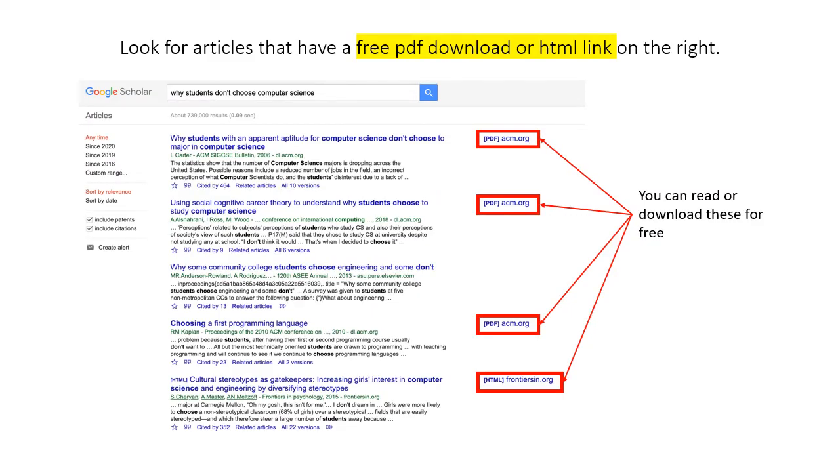So here are the results for a search. The search was why students don't choose computer science. And we can see on this page there are 4 links to PDF documents. This is good news because when you see a link here, it means you have access to the document without paying any money.